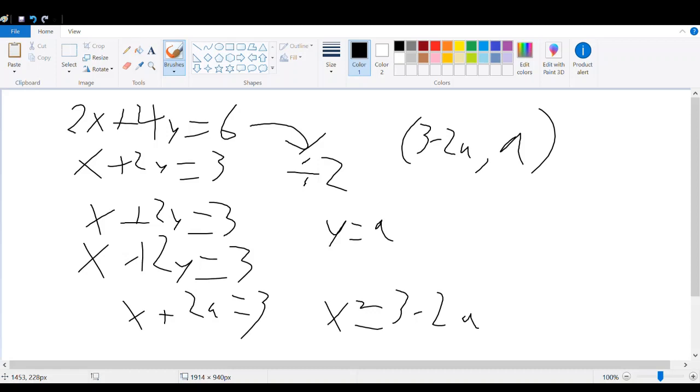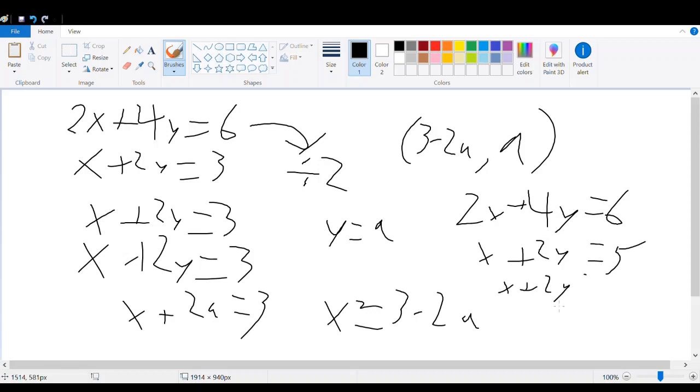And if we have a system like 2x plus 4y equals 6 and x plus 2y equals 5, we divide the top one by 2, and we get x plus 2y equals 3, and I'm not going to rewrite that. In these two, the variable part is the same, but what it equals is different, so it'll have no solution. And that means this system is inconsistent.